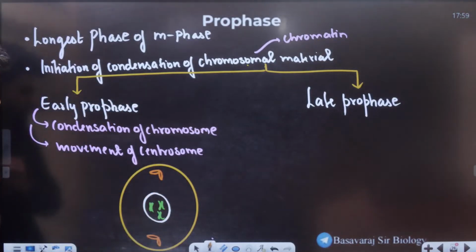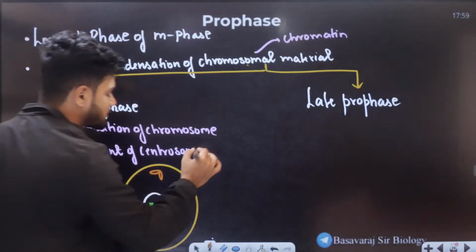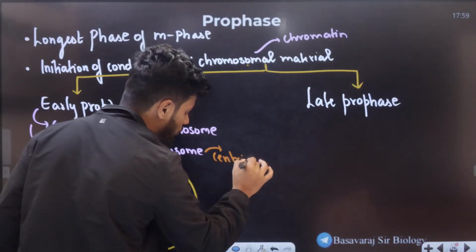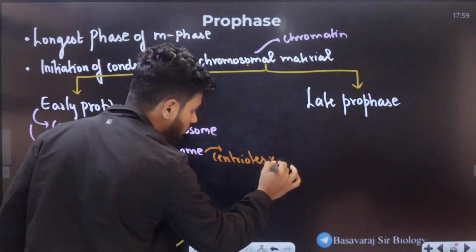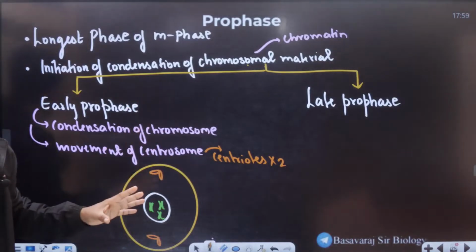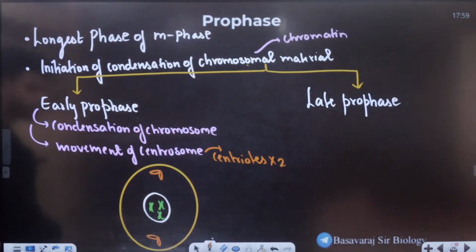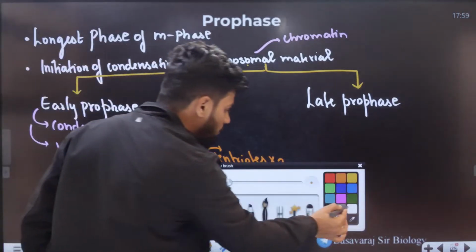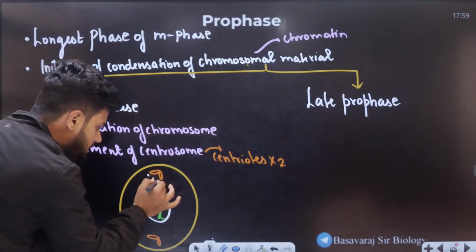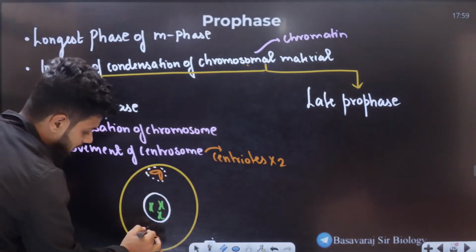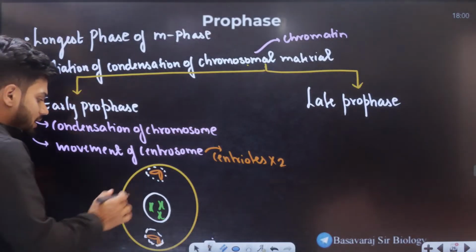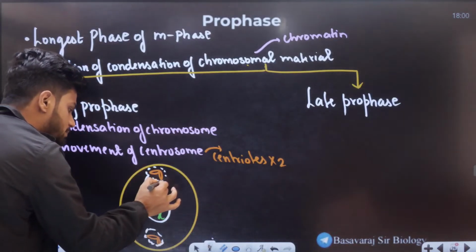Can you all see the centrosome? And every centrosome has something called, students, what does it have? It has centrioles. How many centrioles? Two centrioles. So one centrosome has two centrioles. All of you should remember that. Now, around the centrosome, there is the pericentriolar space. From this pericentriolar space, there is formation of spindle fiber.